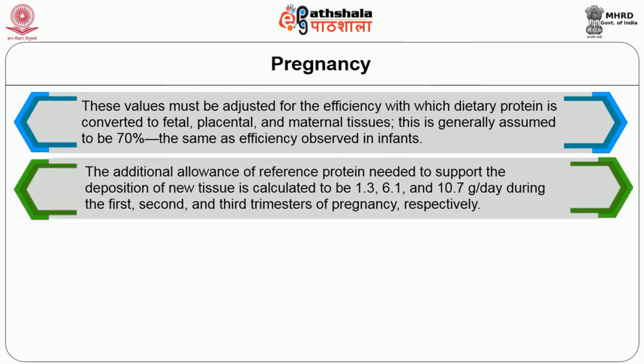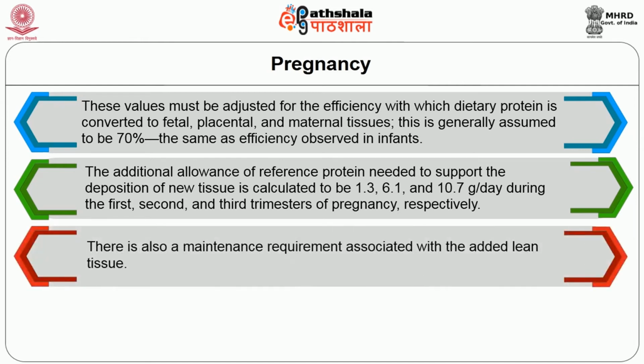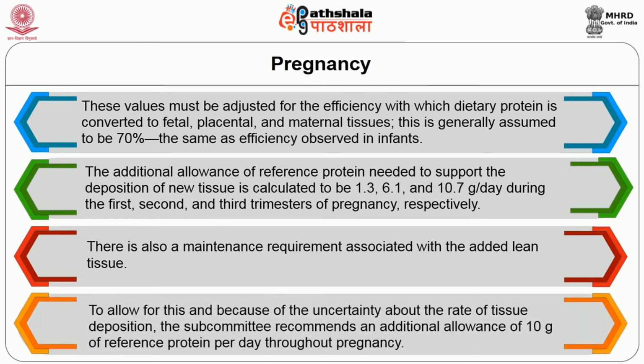The additional allowance of reference protein needed to support the deposition of new tissues is calculated to be 1.3, 6.1 and 10.7 grams per day during the first, second and third trimesters of pregnancy, respectively. There is also a maintenance requirement associated with the added lean tissue. To allow for this, and because of the uncertainty about the rate of tissue deposition, the subcommittee recommends an additional allowance of 10 grams of reference protein per day throughout pregnancy.